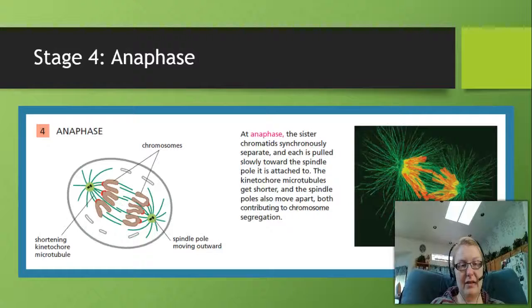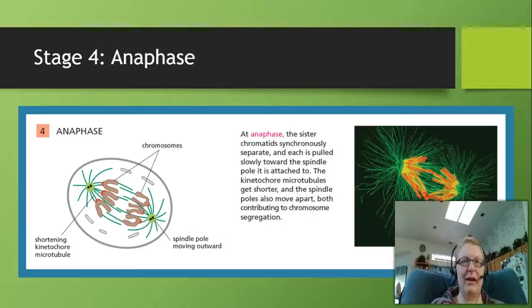And that's anaphase, and this is where the microtubules are going to start to pull apart from each other so that the chromosomes are going to pull apart. Because remember, the key to this whole process is to ensure that we have equal number of chromosomes and the same type of chromosomes on each side.